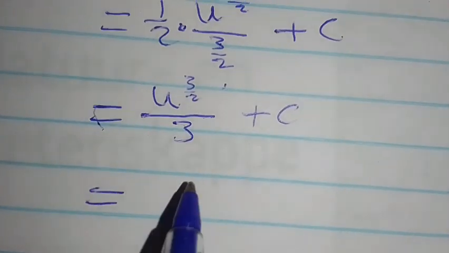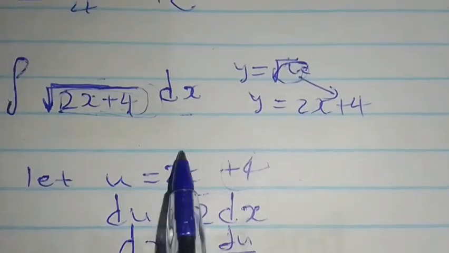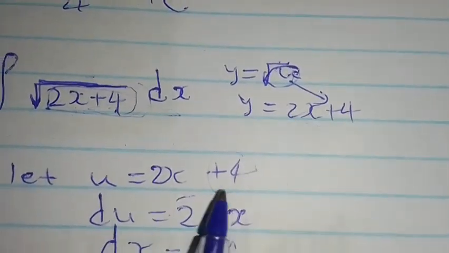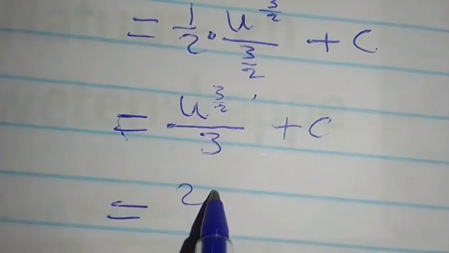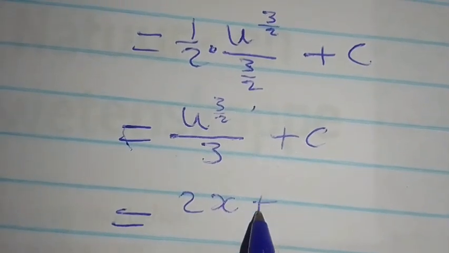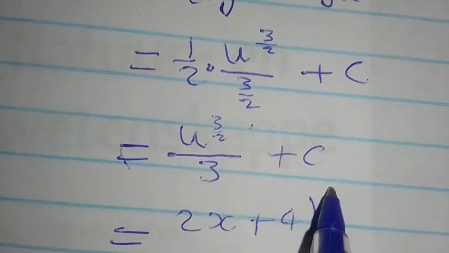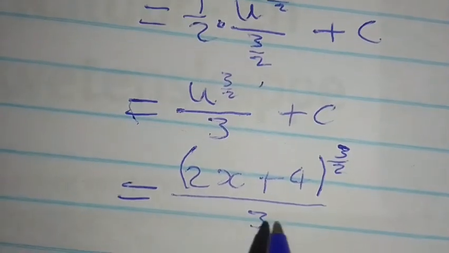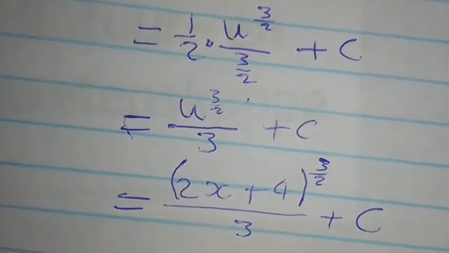And then you substitute that u back, and now remember u is the same as 2x plus 4. Then you're going to substitute that back there. So you're going to have 2x plus 4 to the power 3 over 2. Then you divide by 3. Then you add that constant there.